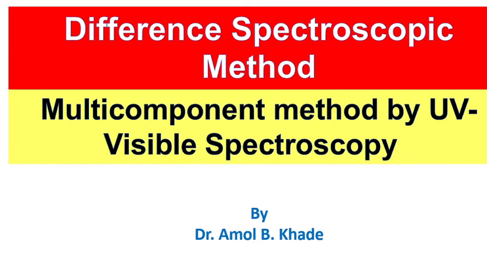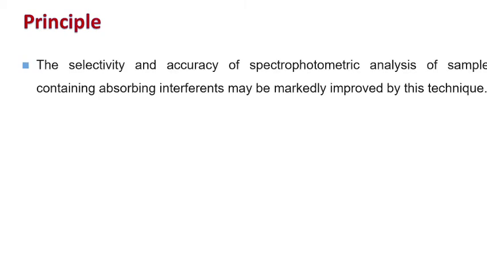We have already seen the simultaneous equation method and absorbance ratio method in the previous videos. So let's begin with the session. What is the principle behind this difference spectroscopic method? Here we can increase the selectivity and accuracy of spectrophotometric analysis of samples containing absorbing interference, which may be markedly improved by this particular technique. So we can increase the selectivity of our method.